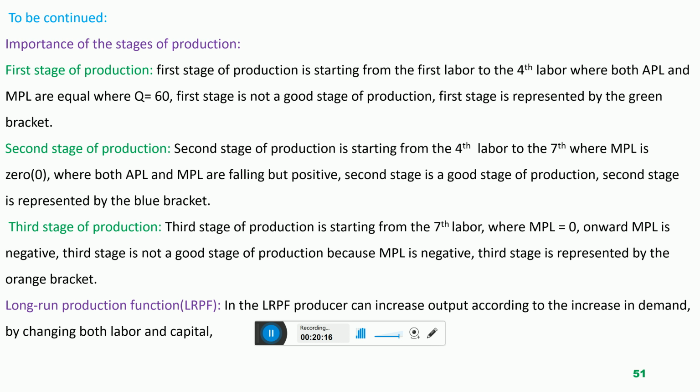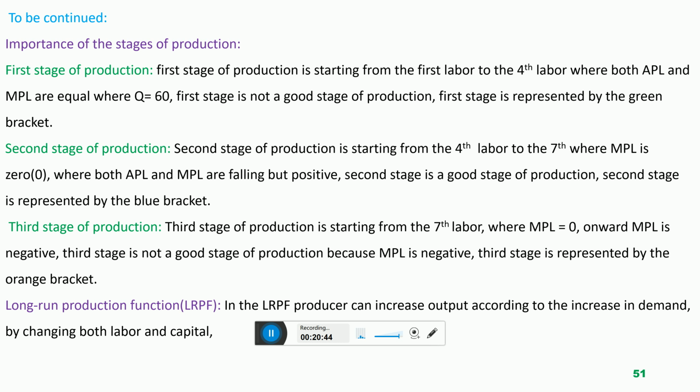But in the long run production function, the producer has the budget to increase the machinery, the building, and the office. So the producer has the capacity to increase the size of the factory. So the producer can increase supply by changing capital as well. In the long run production function, the producer can increase both inputs, labor and capital. But in the short run, the producer cannot increase capital.